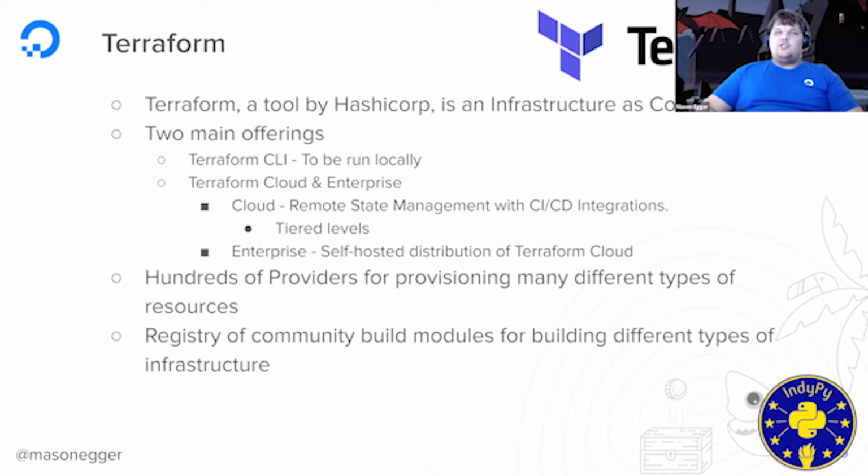There is also a registry of community-built modules for building different types of infrastructure. So if you just want to stand up, say, I'm pretty sure there's an AWS Kubernetes cluster one. It would download basically all the code for it, and you would just run it. The AWS teams put it together, like, this is how we would recommend standing up a Kubernetes cluster. You can just go and download it and run it, and that's pretty awesome.